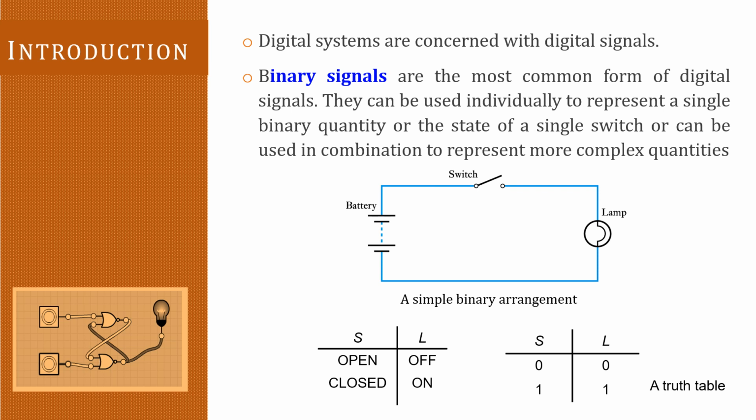So now we got a truth table. If the S value is 0, then the L value is also 0. S 0 means the S is in open state. Then if the S is in closed state, the current can go through and it lightens the lamp. So the L value will also become 1. It is a simple binary arrangement.